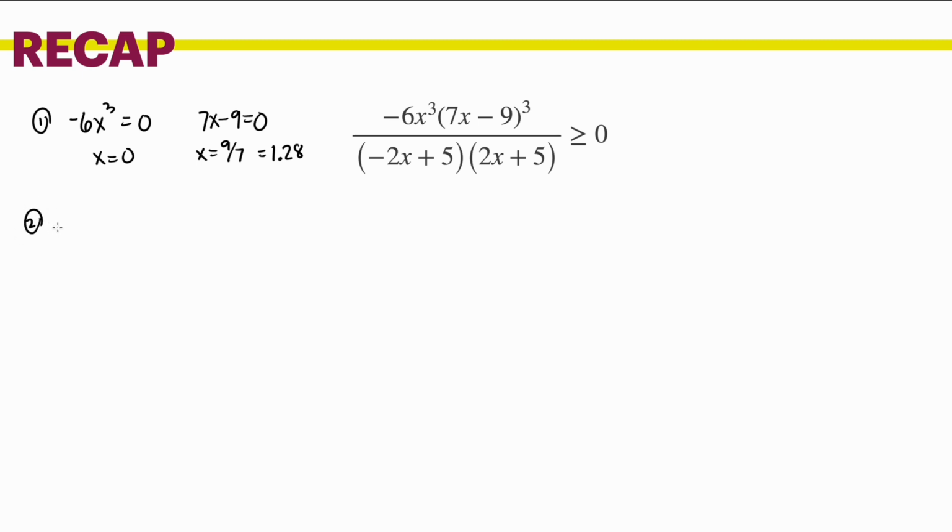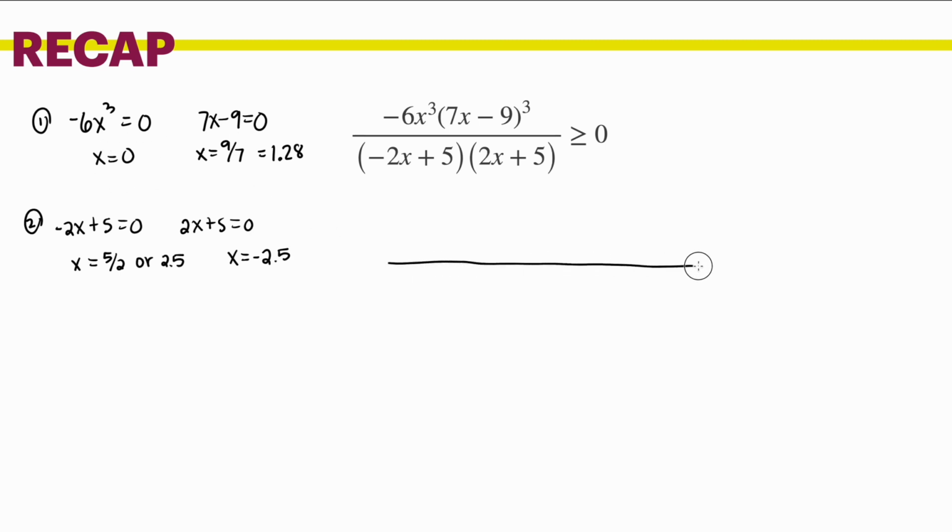And then the denominator, you would have -2x plus 5 equals 0, and you would have 2x plus 5 equals 0. So this is going to become 5 halves, or 2.5, and this one is going to become a -2.5. So here's all of your zeros. You actually have 0 this time. You have a 1.28, you have a 2.5, and you have a -2.5. Now, the numerators will be closed circle because there's a line underneath. And the denominators will be open because denominator can never be zero.